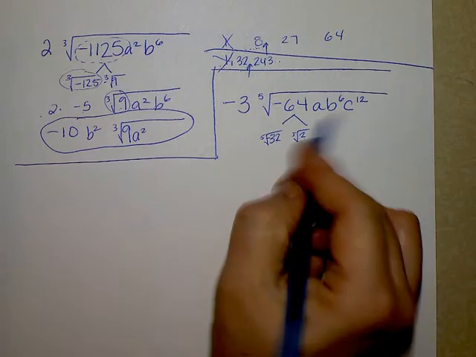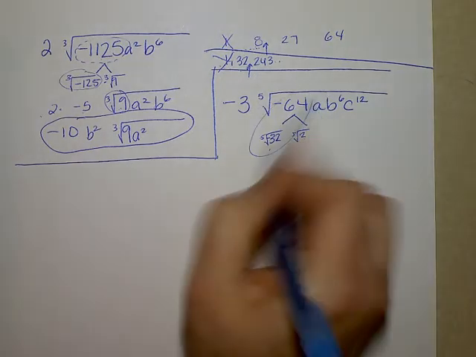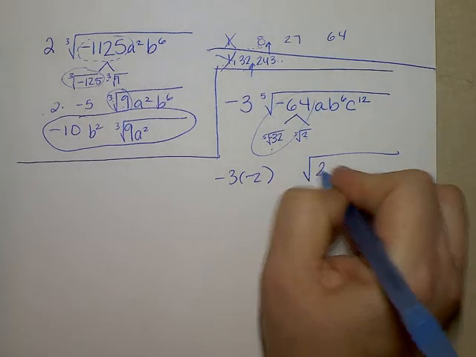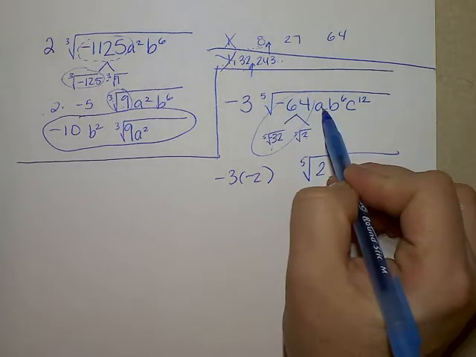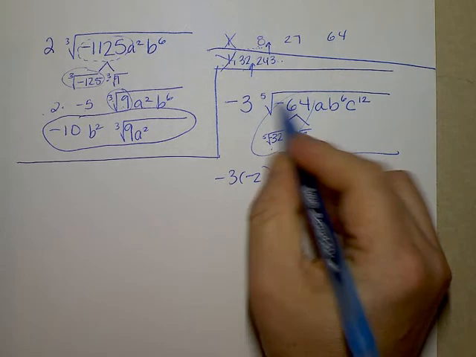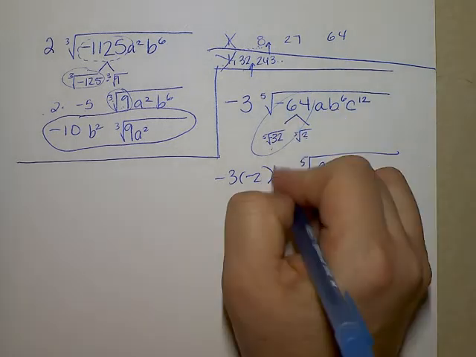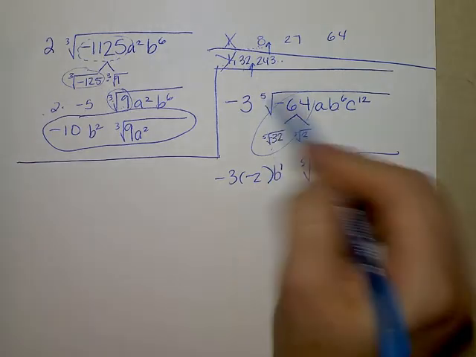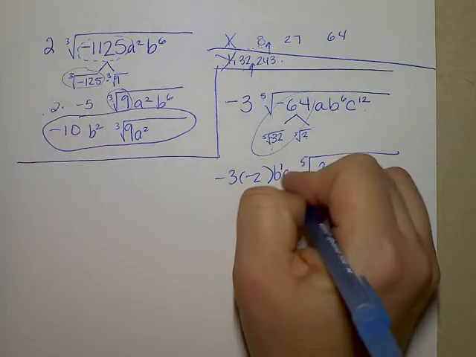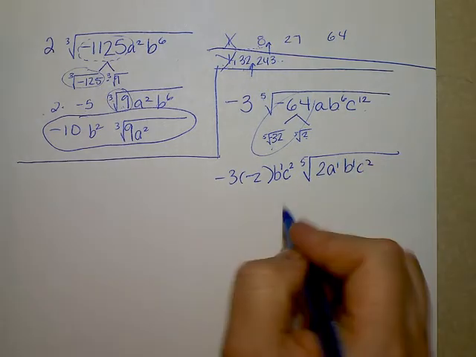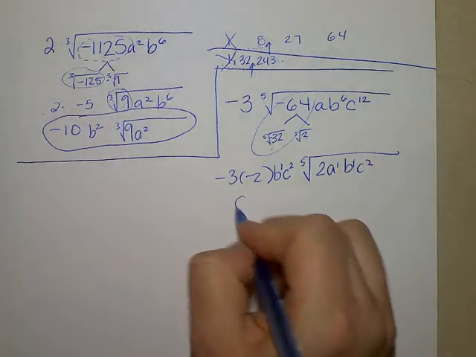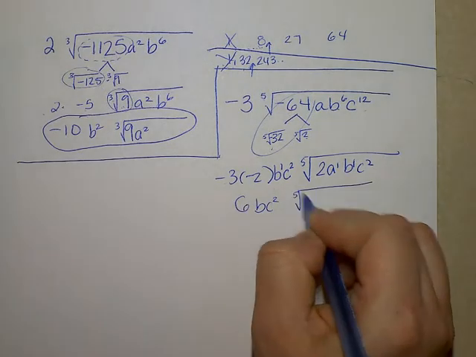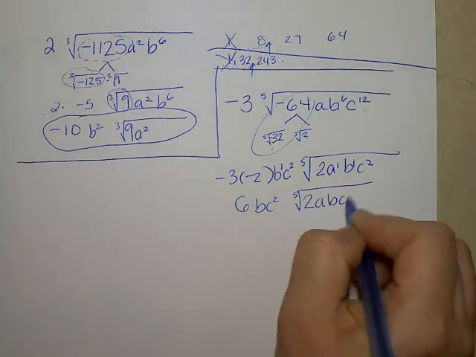So this is a negative 2, and I already have a negative 3 out front. The 2 stays inside. How many groups of 5 can you take out of 1? None. How many groups of 5 can you take out of 6? You can take 1 out with the remainder of 1. How many groups of 5 can you take out of 12? 2 with the remainder of 2. Your final answer, 3 times 2 is 6. B C squared. Fifth root of 2ABC squared.